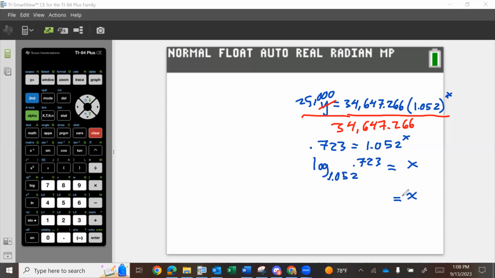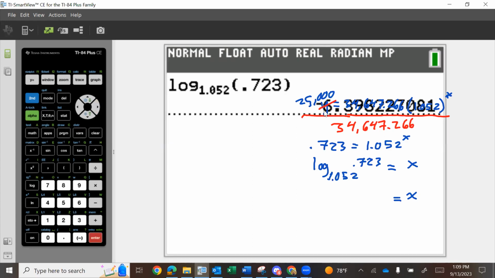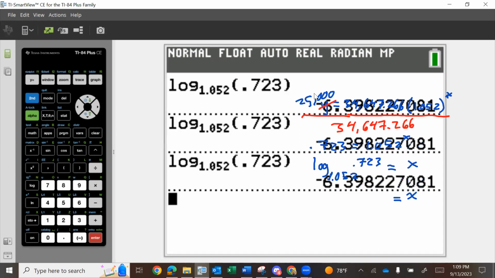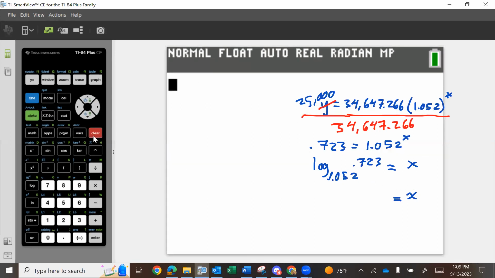And so let me go to my handy dandy calculator, and I'll go alpha window 5, 1.052, 0.723. Okay, it looks like negative 6.4. So yeah, 6.4 years before 2004. Okay, well that makes sense. So that would be our answer.